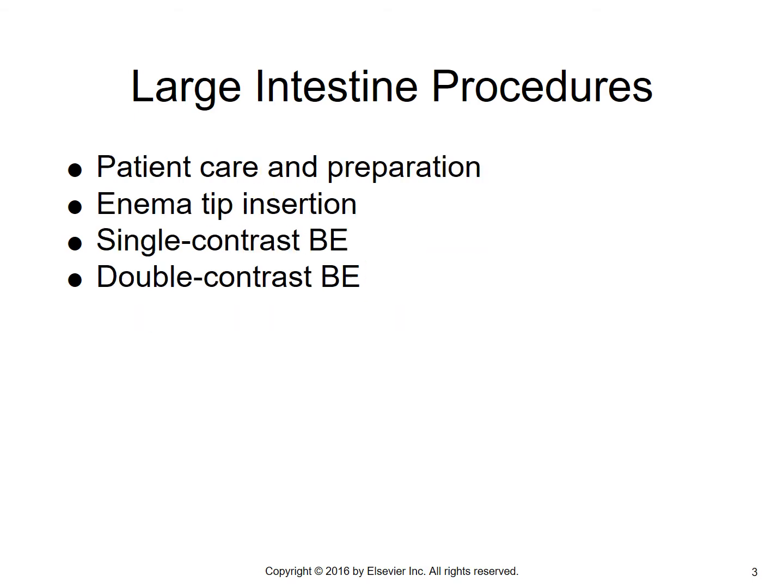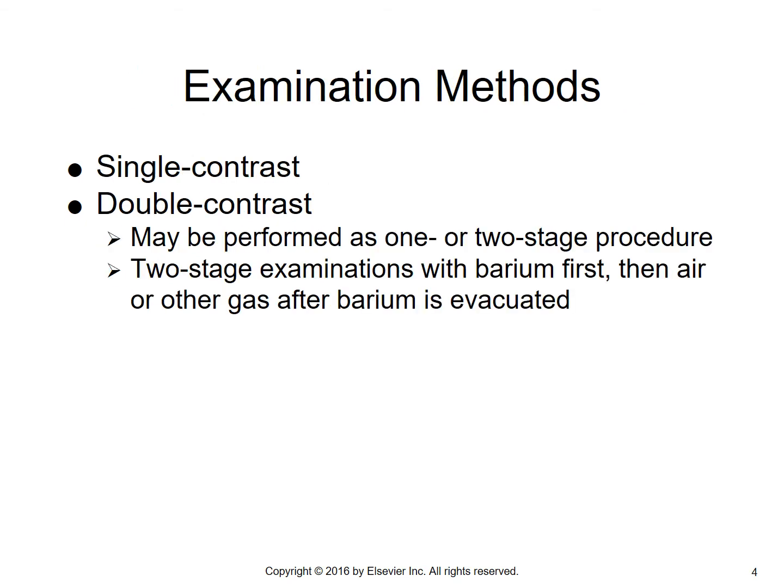For the large intestine procedures, we'll also talk about patient care, preparation, enema tip insertion, which is very important, a little bit about the single contrast BE and the double contrast BE. Remember, BE stands for barium enema. Single contrast, of course, would just be barium only. Double contrast would be barium and then some type of gaseous contrast media, whether that's air or carbon dioxide. As it says here, it could be performed as a one or what's called two-stage procedure.